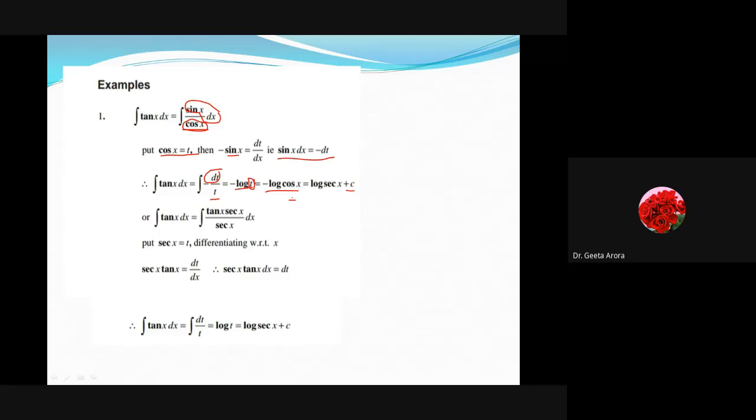You can add a constant over here also, or it can be written with a positive sign, which means it can be taken as log of cos x to the power minus 1. If I remove this minus, because it was actually coming inside the log, and log of m raised to power n is n log m, here we have cos x inverse, which is sec x. So that is why we are getting the integral of tan x as log sec x plus c.